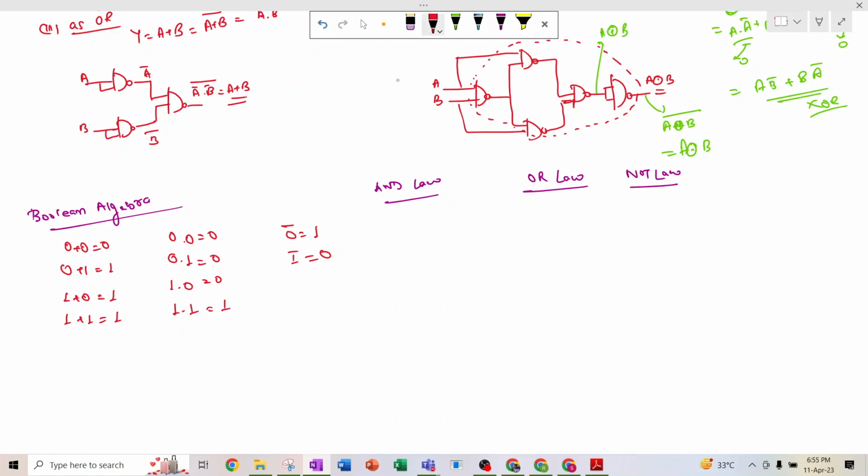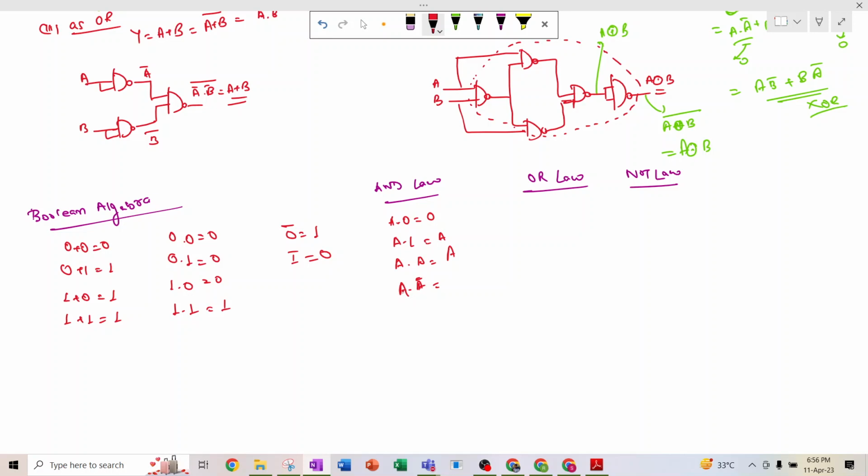So what is the basic AND law? That means A into 0, A into 1, A into A, and A into A bar. A into 0 will obviously be 0. A into 1 will be A, it will depend on A. If A is 1, then output will be 1. If A is 0, then output will be 0, right? A into A is A, and A into A bar, irrespective of input, the output will be 0, right?